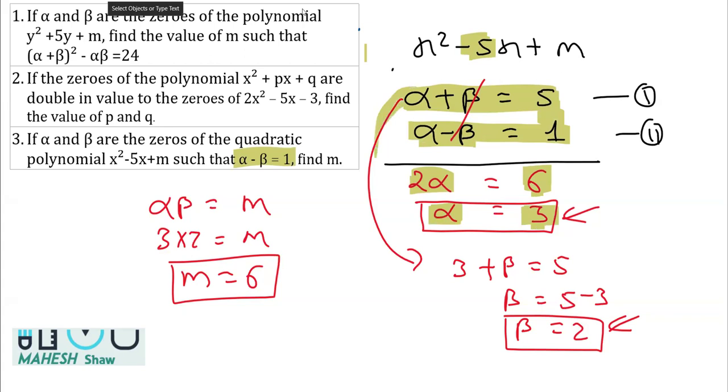Now, we replace the value of alpha in the first equation with 3, and that gives the value of beta as 2. Now, since we have to obtain the value of m, we can say that the product of the zeros, that is alpha into beta, is equal to C by A. C is m, so m by 1 here. So this is 3 into 2 is 6, as alpha is 3 and beta is 2. So we got m is equal to 6.